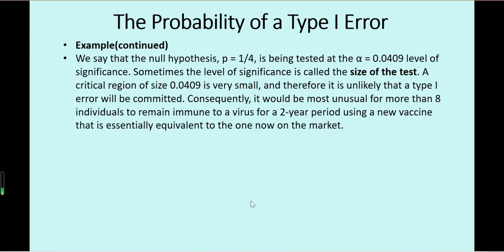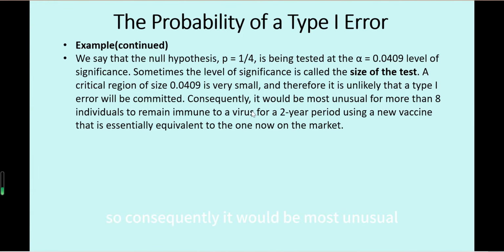So you can see the null hypothesis, P is 1 of 4, is being tested at the 0.04 level of significance. Sometimes the level of significance is also called the size of the test, or say the critical region is 0.0409. This is the same thing. It's very small in this example, which means it is unlikely that a type 1 error will be committed.